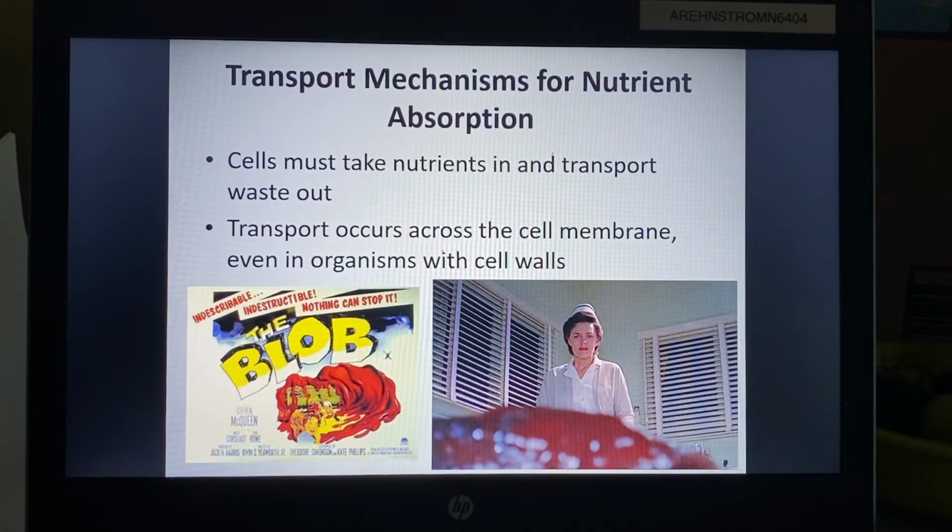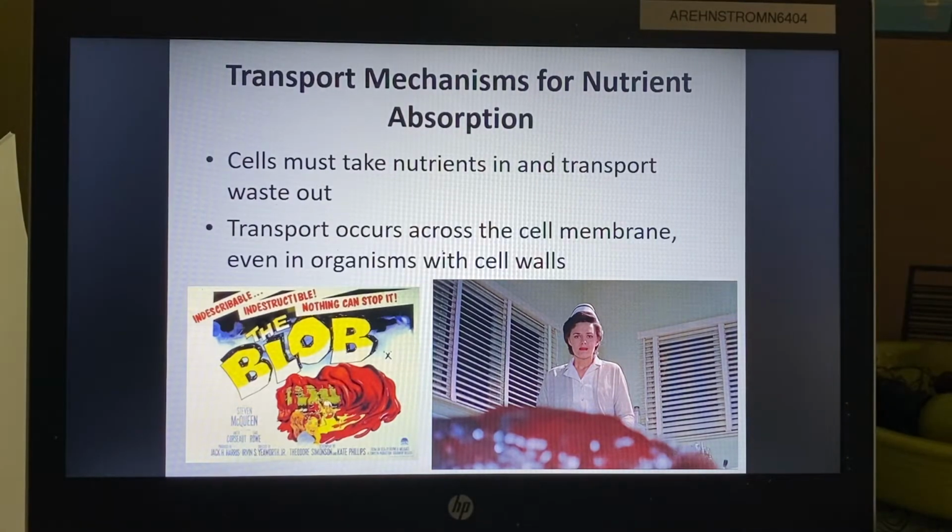So when we talk about different mechanisms for nutrient absorption, or how nutrients get into the cell, obviously cells have to take in nutrition and then they have to transport their waste products out or they would become toxic and die. And this goes for bacteria, your cells, plant cells, whatever, okay? Because remember, we all have cell membranes.